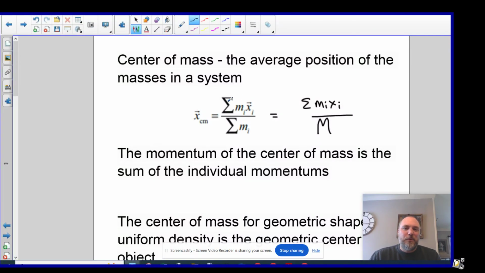When you see the capital Greek letter sigma, you know that's just a sum, right? So what this equation is saying is take each mass times its coordinate divided by the total sum of the masses. And that's all we're doing here. Take each mass times its coordinate.